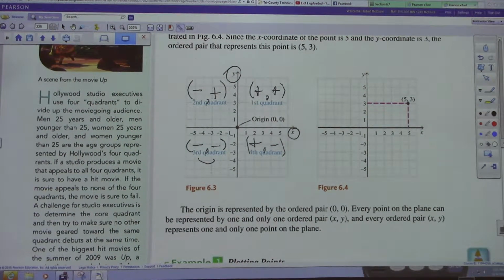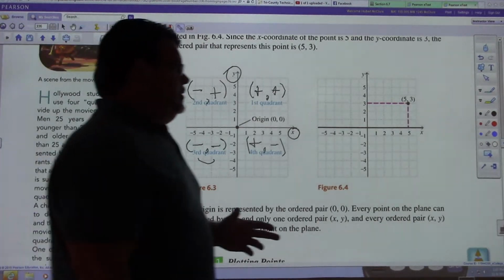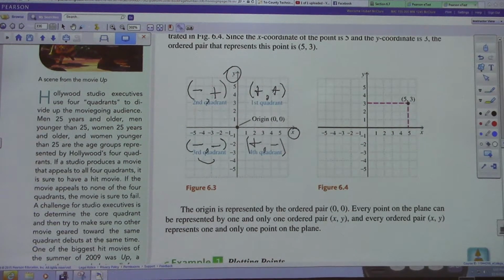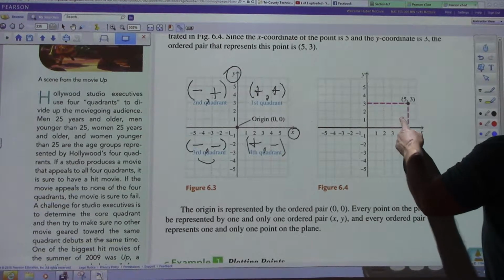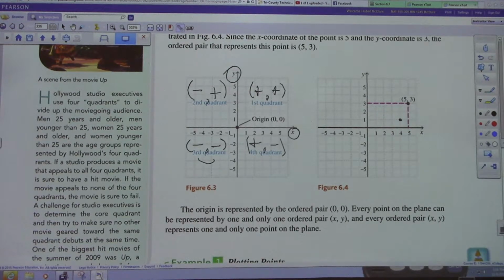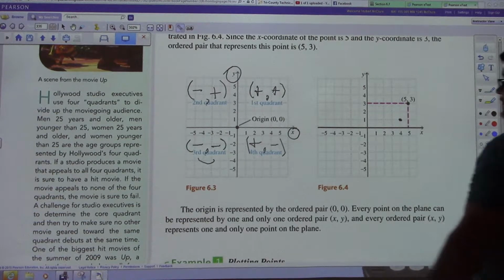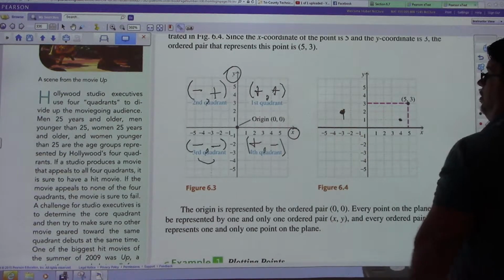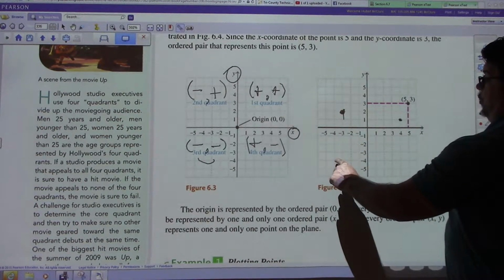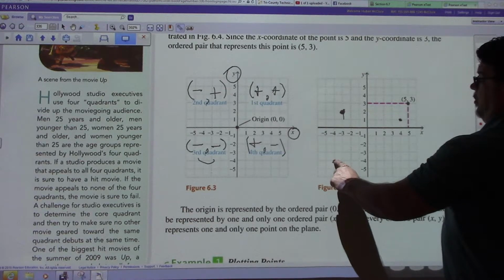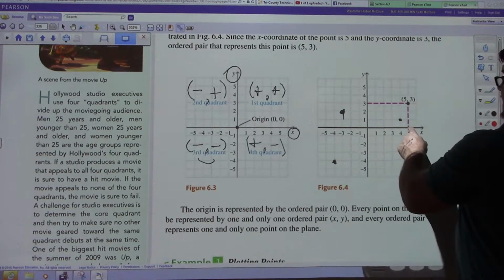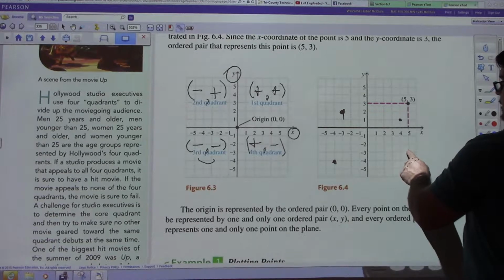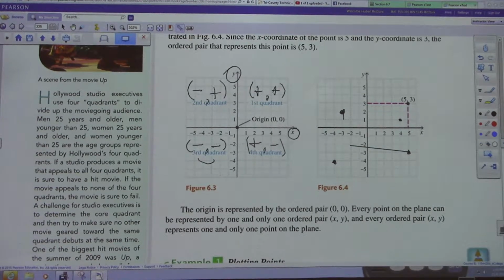Now, anytime you want to plot a point, which comes first, X or Y? X. So you go along the x-axis first. If it's positive 4, you go 1, 2, 3, 4. Positive 1, there's your point. 4, 1. If you want a negative 3, positive 2. Negative 4, negative 4. Positive 5, negative 3. It's as simple as that. It's not hard.